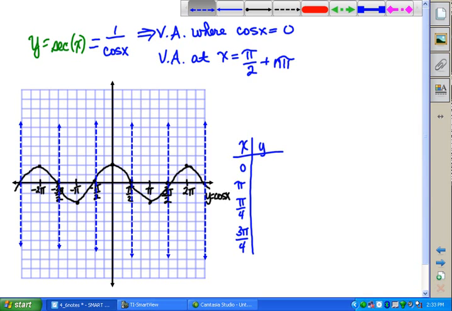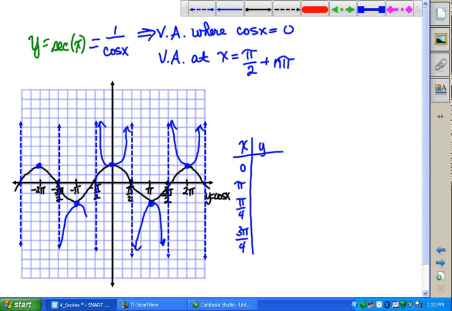Same thing's going to happen when we take the reciprocal of 1 or negative 1. We're going to get 1 or negative 1. So the graph is going to go between those vertical asymptotes. The period of secant is still 2 pi.